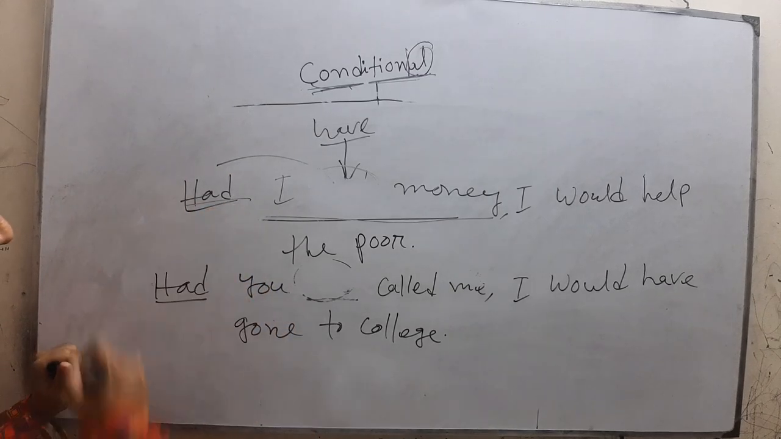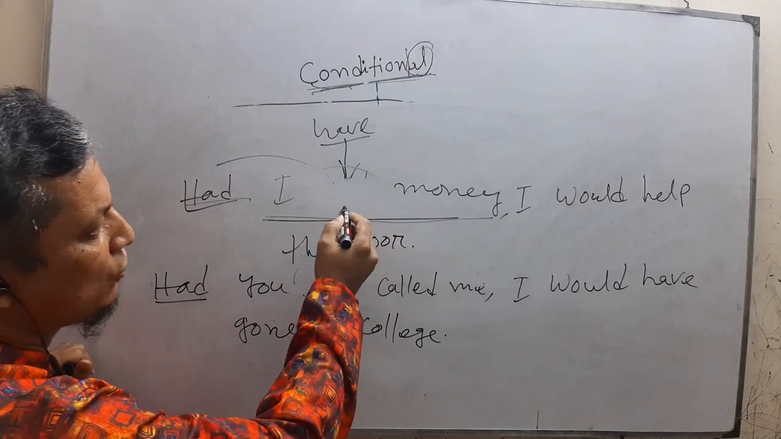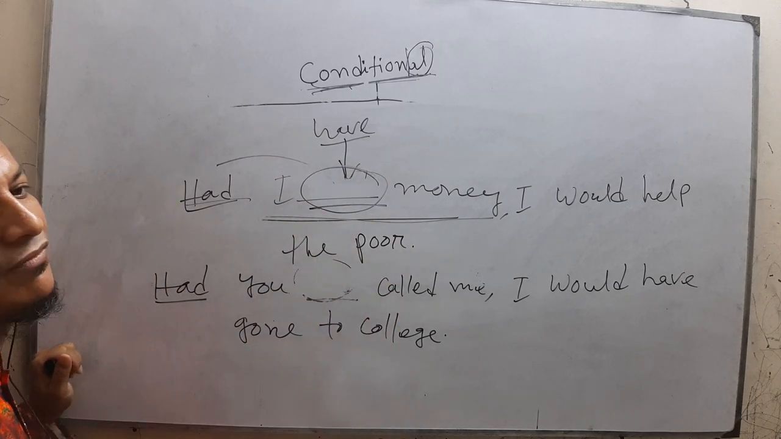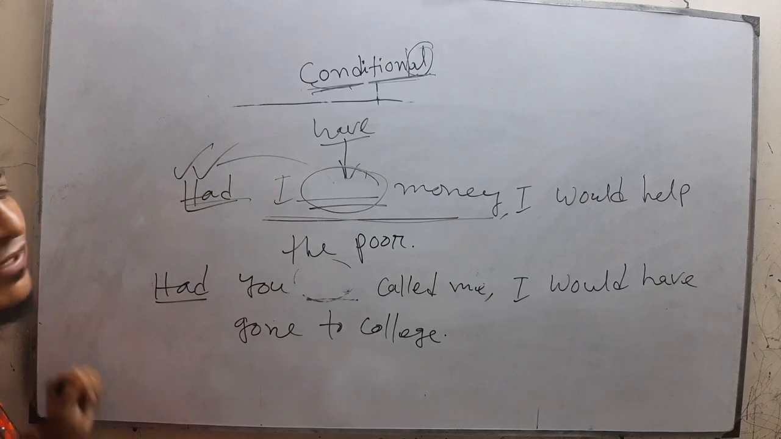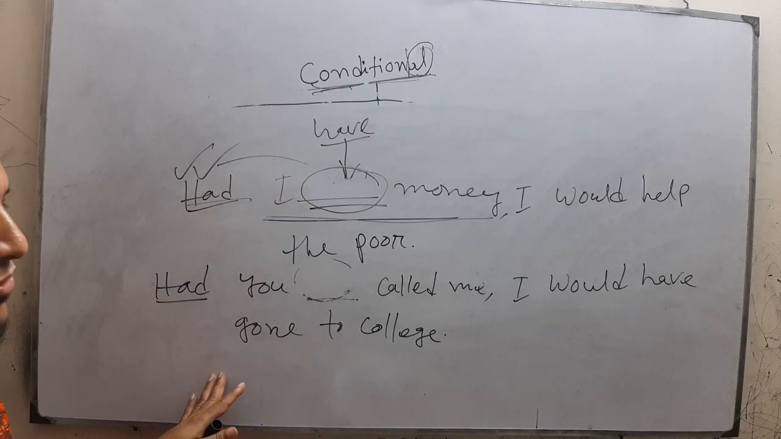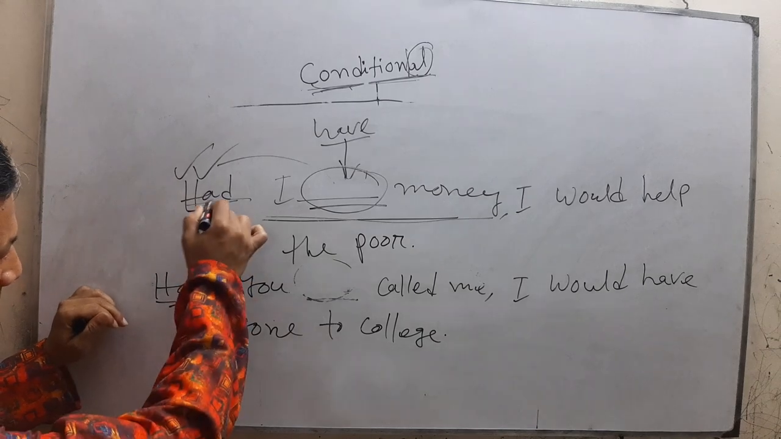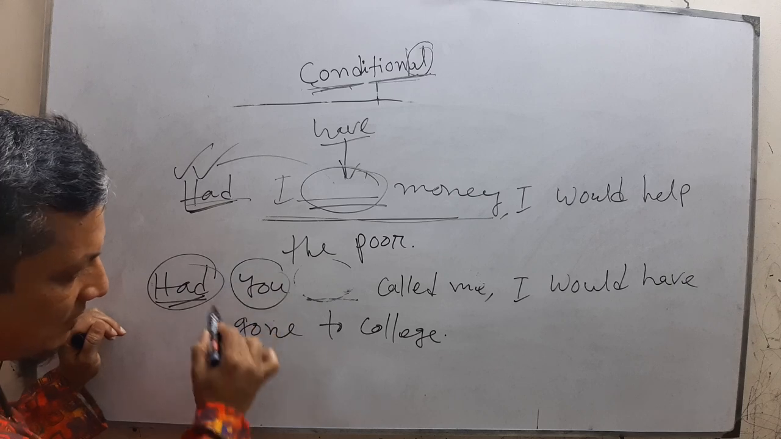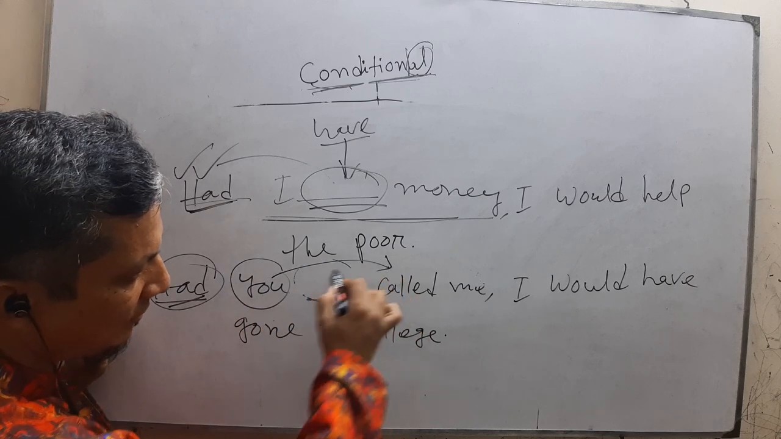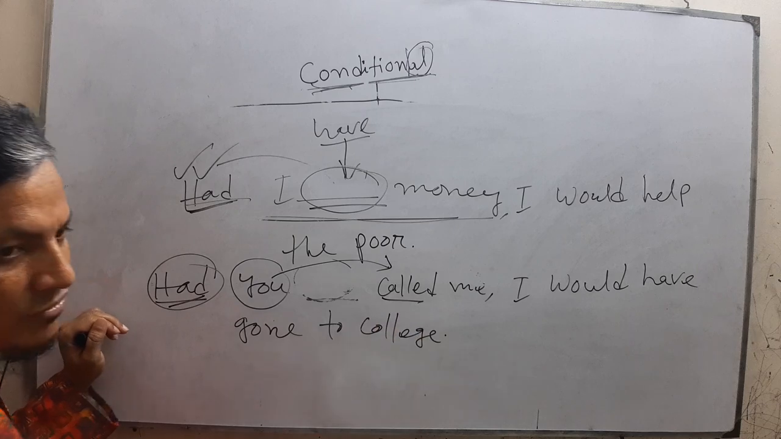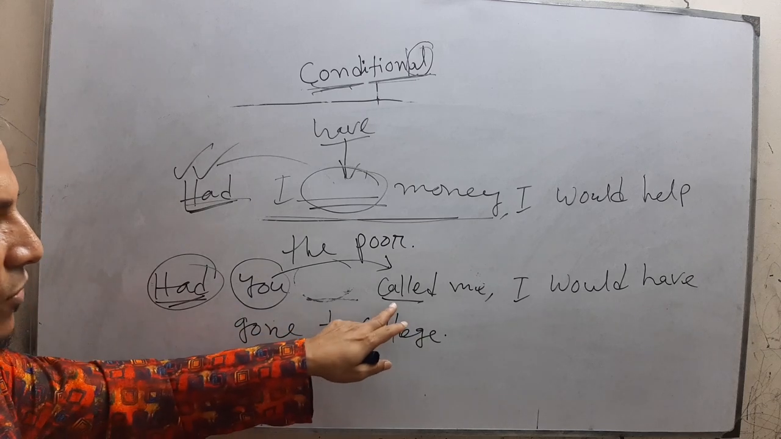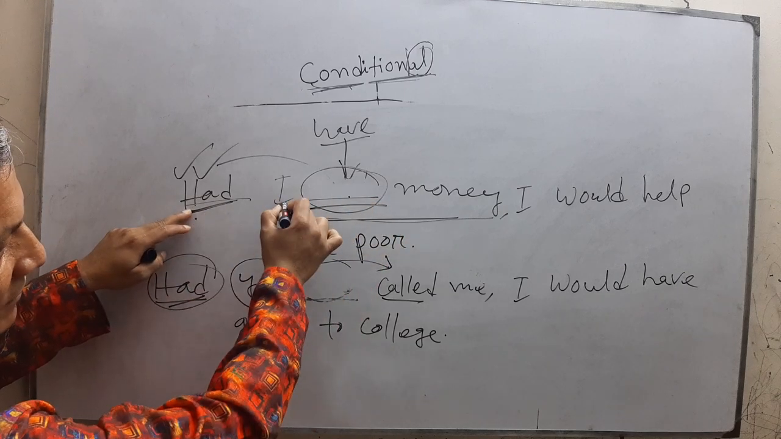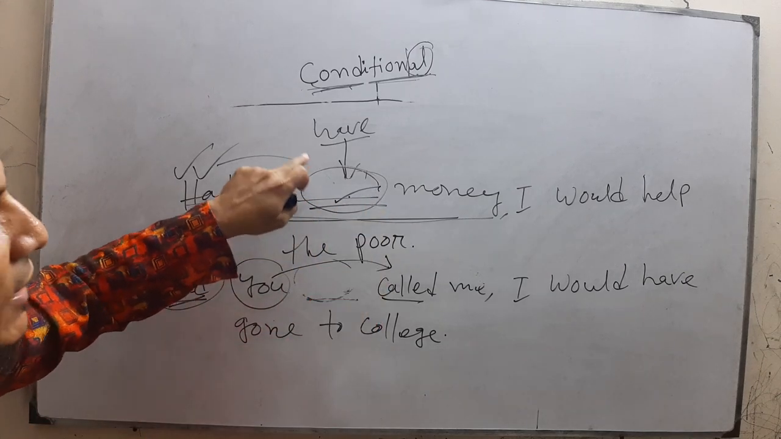When you get had at first, and if you don't get any verb after the subject, there is no verb, then it will be related to second conditional. Am I clear to you, my dear students? Now, here is had. Here is also had. Then follow after the subject. You are getting the main verb. The main verb is called. Here there is no verb. Had, after the subject there is no verb. This is related to second conditional.